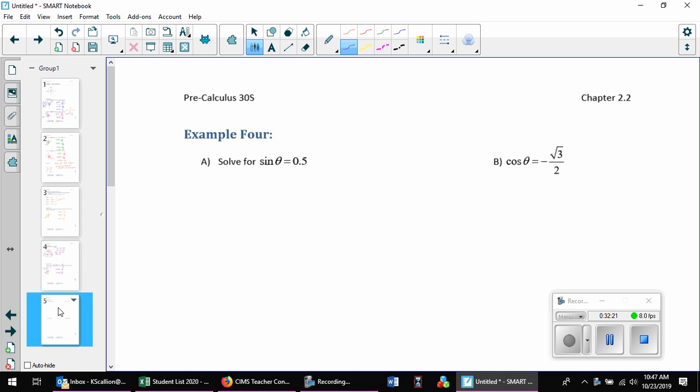Okay. So here's the thing, ladies and gentlemen. You've now expanded your world. You now know that sine is positive. So we're saying 0.5 is a positive number. You guys agree with me?